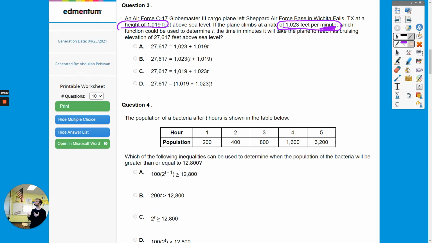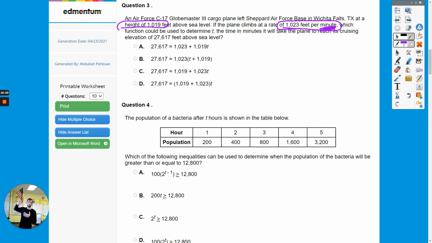If it's 1 minute, it is going to climb 1,023 feet. If it is 2 minutes, it's going to climb 1,023 times 2, and so on. So we don't know how many minutes we have, therefore we need a variable like m or t in this case. Look at the options A, B, C, D. Lowercase t usually stands for the time. In this case, the unit of the time is minute. Okay, which function? So this is what I need.